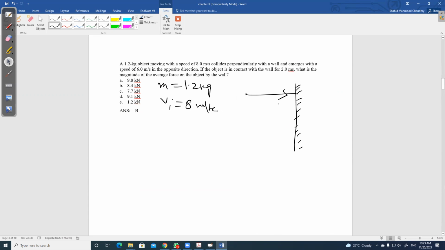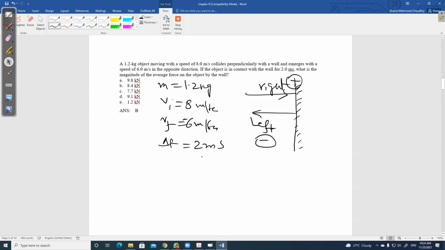We are taking this direction, perpendicular, so a 90-degree angle, and it emerges with a speed, so it bounces back, and this vf is 6 meters per second. Here you can see it is in the left direction. This is the left direction and this is the right direction. So the right direction is positive and the left direction is negative, so that's why I put it here as negative. If the object is in contact with the wall for delta t of 2 milliseconds, which is 2 times 10 to the power minus 3 seconds, what is the magnitude of the average force?